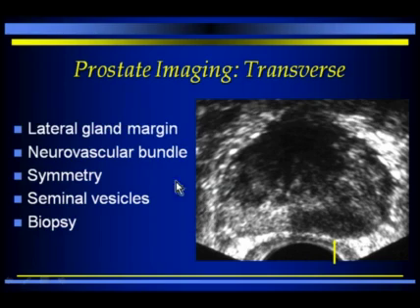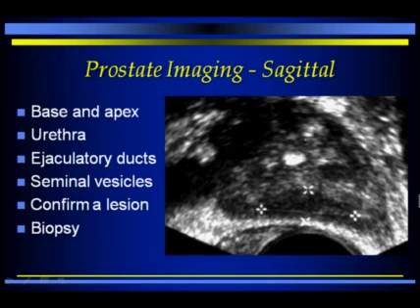It allows you to look at the neurovascular bundle here and here to check them for symmetry. You can see the seminal vesicles and check those for symmetry. And we often use the transverse imaging plane as the plane preferred for biopsy because you can actually tell how far out you are laterally. And it turns out that prostate biopsies should probably be done in a very lateral orientation. Here's the sagittal image. We always use both a transverse and a sagittal image.